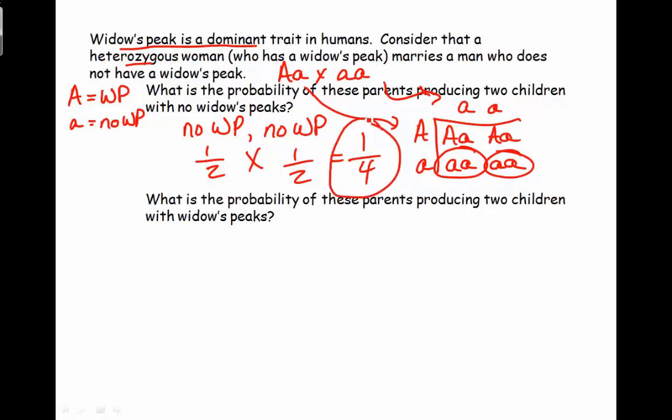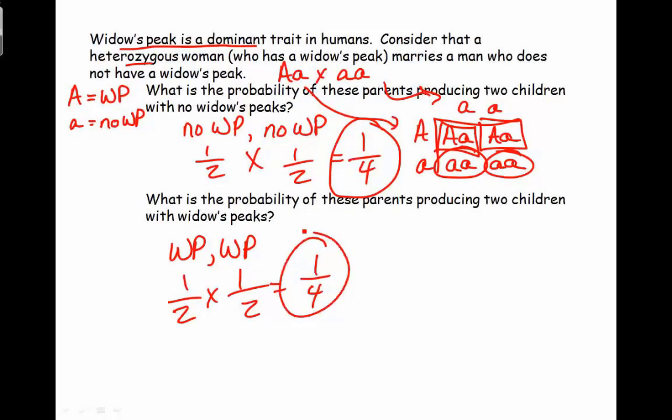Well, if we look at the next one, we say, what is the probability of these parents producing 2 children with widow's peaks? Very similar question, because now we just want them to have a widow's peak both times, the first and second time. We go back to our Punnett square we drew before, because it's the same parents. This one would have a widow's peak, and so would this one right here. So the probability the first one would be 1/2, and the probability the second one would be 1/2. So the probability that they both have widow's peaks is going to be 1/4.